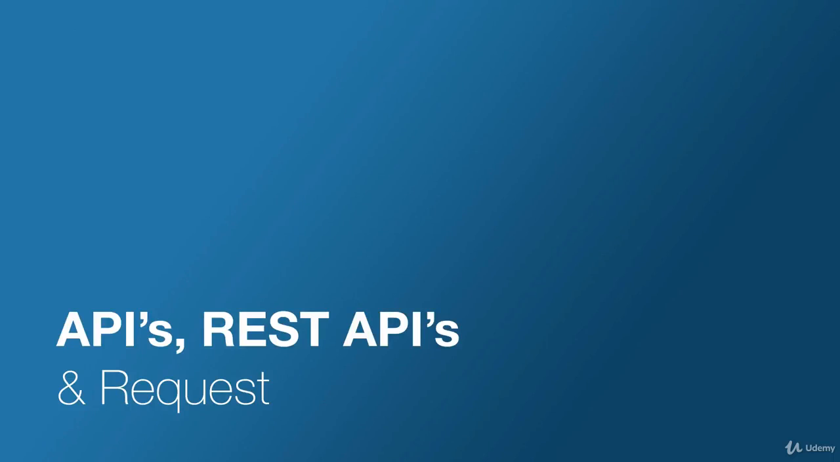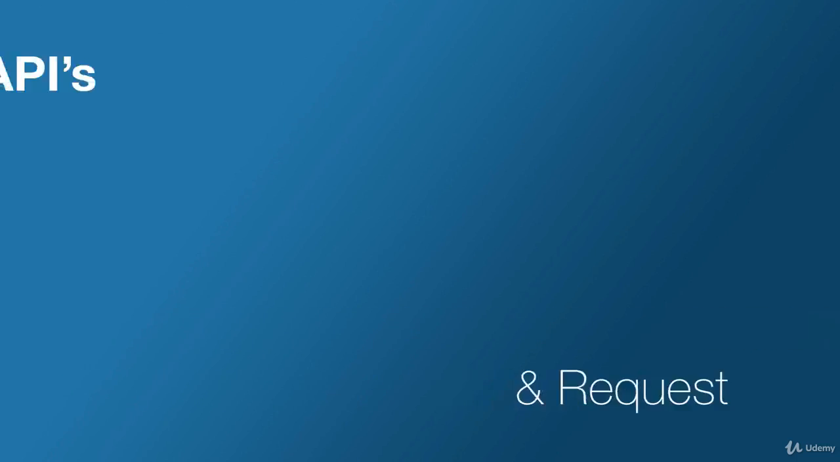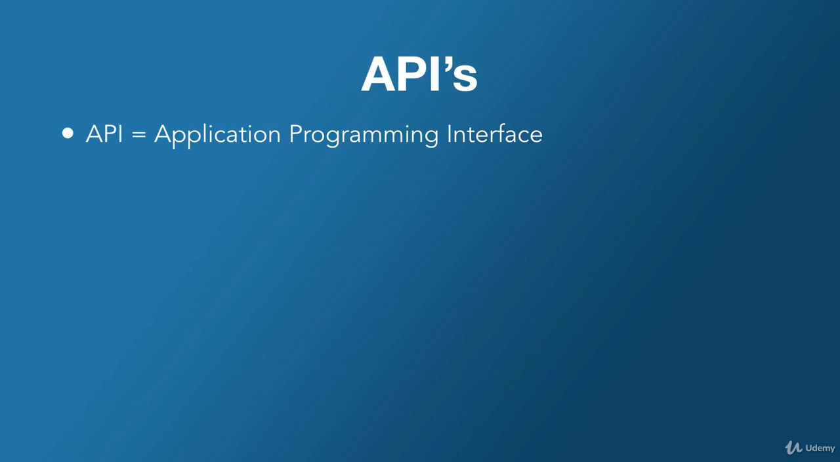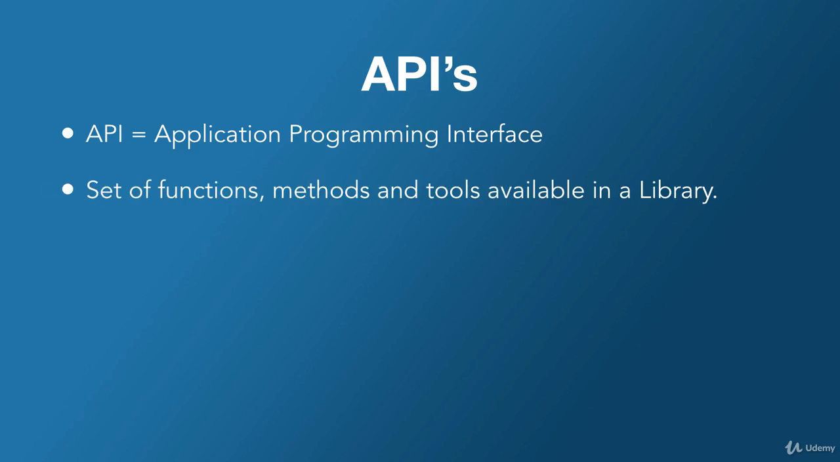So before we start working with the next projects, we're gonna see what is an API, a REST API, and what is a request. So let's start learning about APIs first. API stands for Application Programming Interface. It's a set of functions, methods, and tools available in a library.